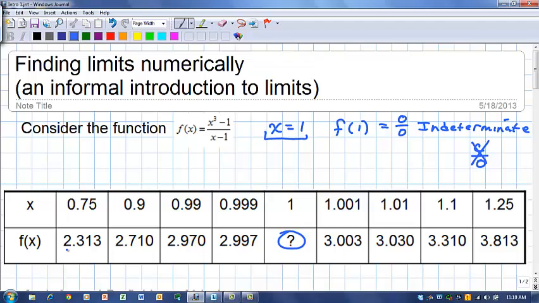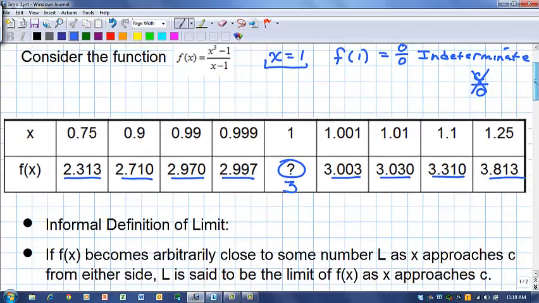So by now, by observing what the function values approach as we get closer and closer to 1, you can probably guess the behavior of the function. It appears to be approaching the value 3. So 3 is what we would call the limit of the function as x approaches 1.